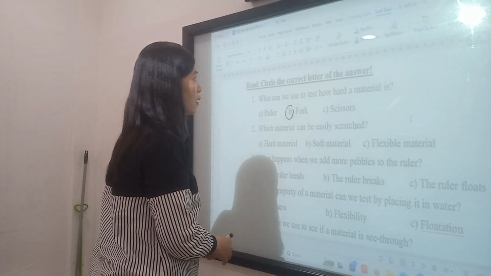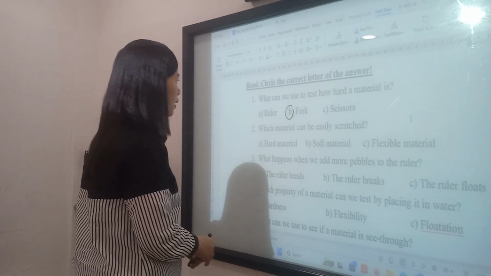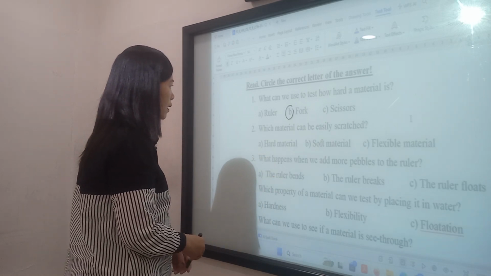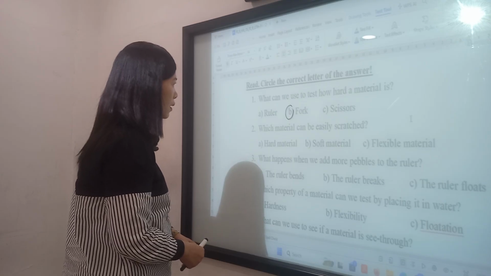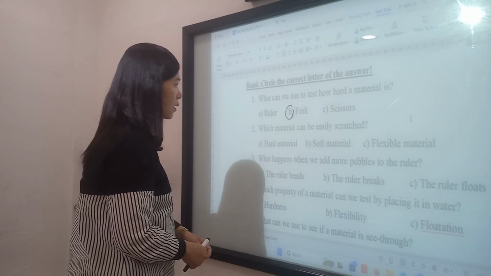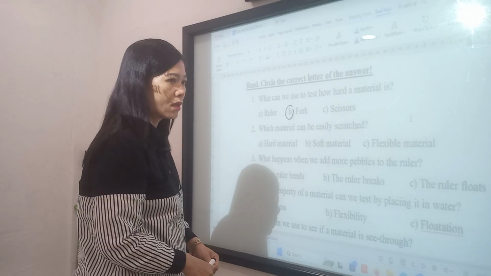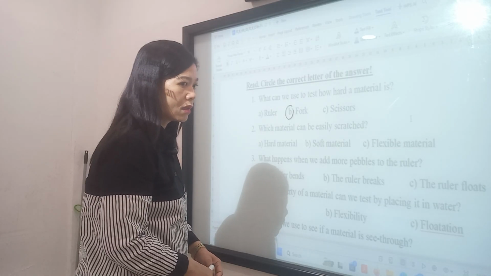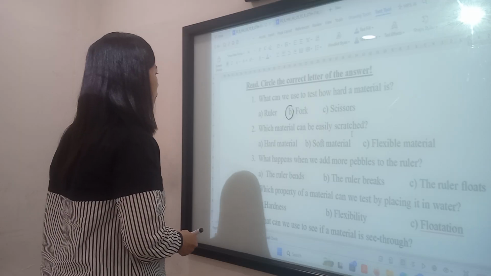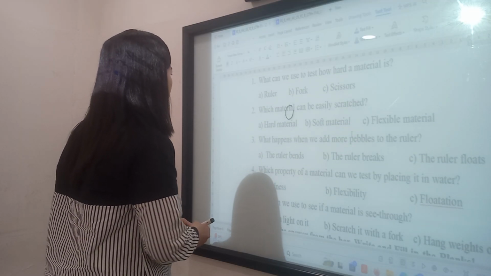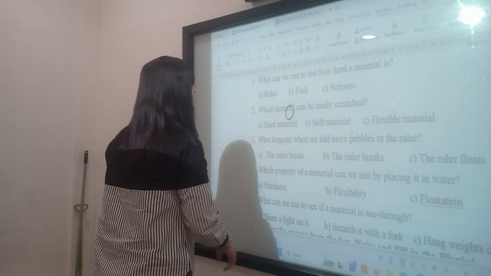Scratch. So the point is you need to understand the meaning of scratch, right? Something that you can pull and it will be back. Oh, sorry, I made a mistake here. Yeah, it's a soft material. Next. What happened when we add pebbles to the ruler? The ruler bends. Okay, next.